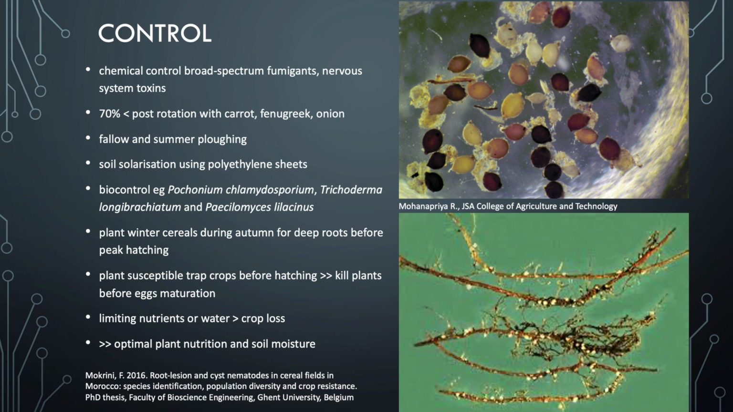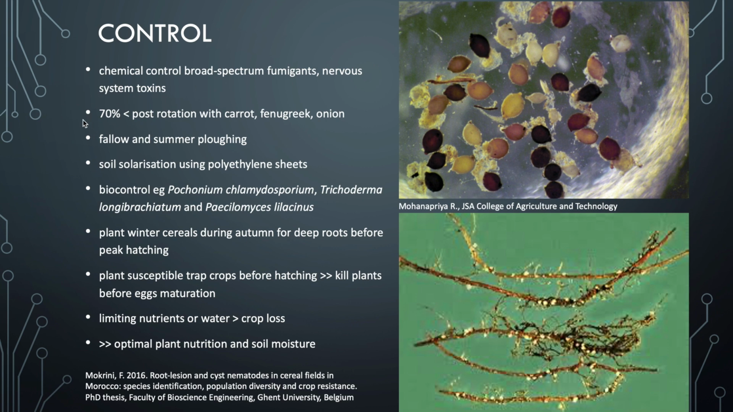So there are several management practices that are used in order to control cereal cyst nematodes. First of all, nematicides are applied as broad-spectrum fumigants, and they are nervous system toxins. So they are very detrimental to all life forms, including human life, and are therefore not advisable to be used and are being phased out. In addition, they are quite expensive, so they are not economically viable.